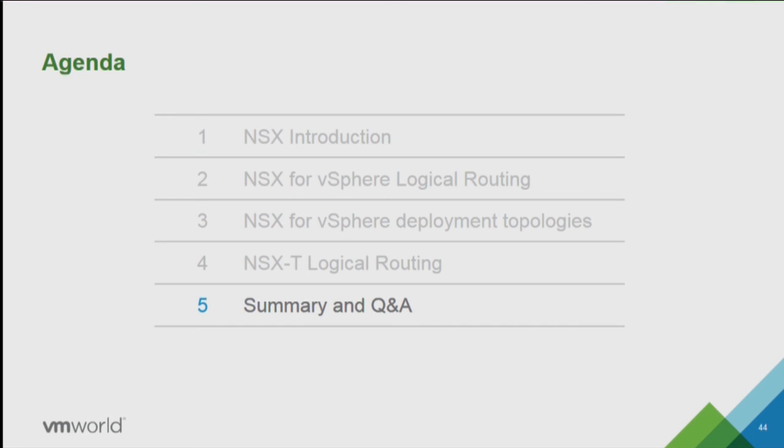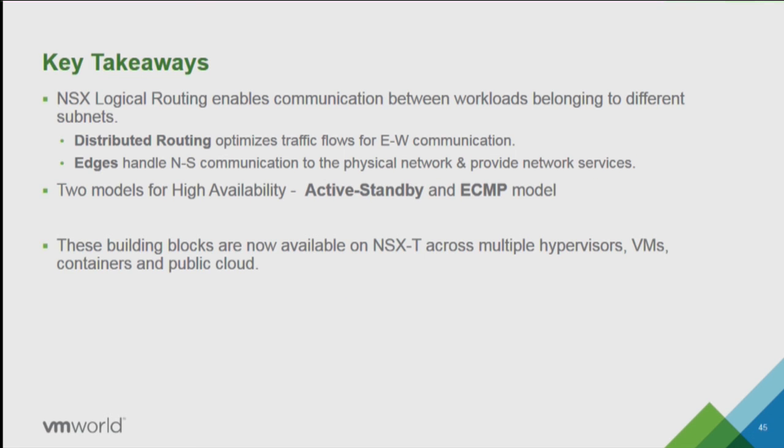That brings us to the end of our presentation. So let's recap some key takeaways. NSX logical routing basically enables communication for your workloads belonging to different subnets. We have distributed routing to optimize east-west communication. We have the edges for the north-south communication to the physical and to provide network services. We have 2 modes for high availability: active standby, and the ECMP model.